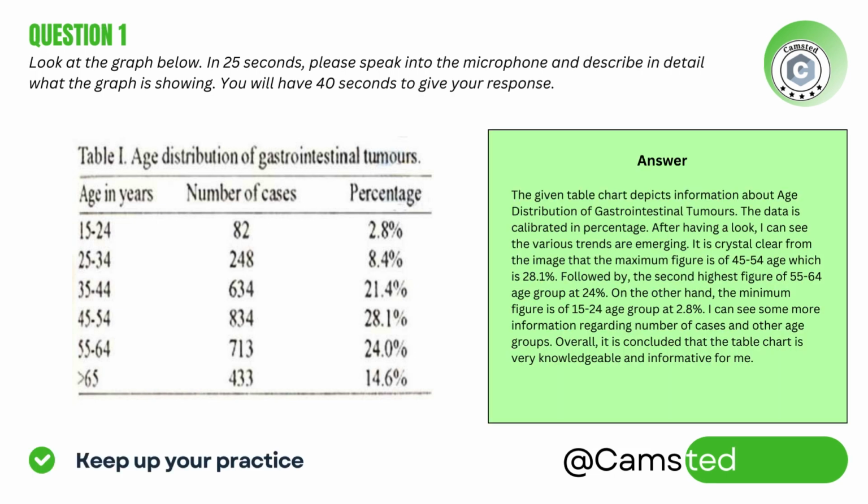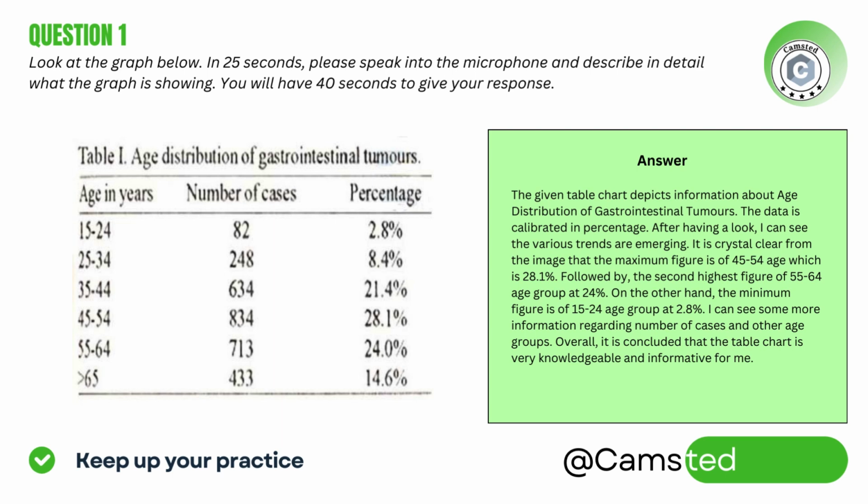The given table chart depicts information about age distribution of gastrointestinal tumors. The data is calibrated in percentage. After having a look, I can see the various trends are emerging. It is crystal clear from the image that the maximum figure is of 45 to 54 age, which is 28.1%.